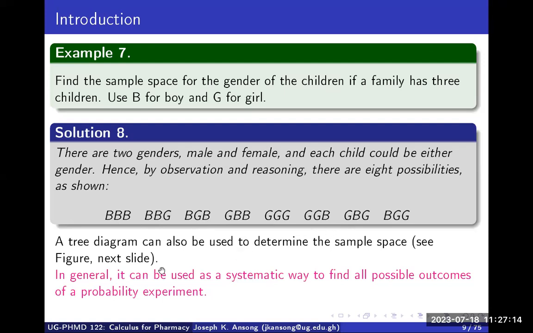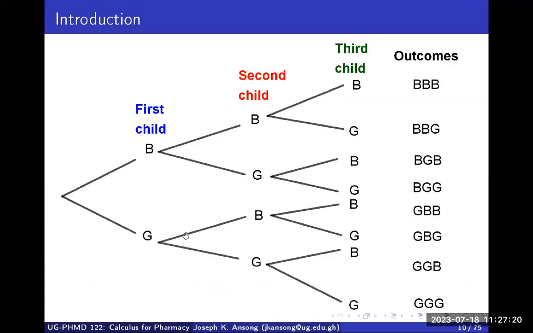Sometimes you can use what is called a tree diagram to get these combinations. I'll show you a tree diagram. So this is a tree diagram. The first child could be a boy or girl. If the first child is a boy, the second could also be a boy or girl. So we have that. And if the first was a girl, you could have these combinations.